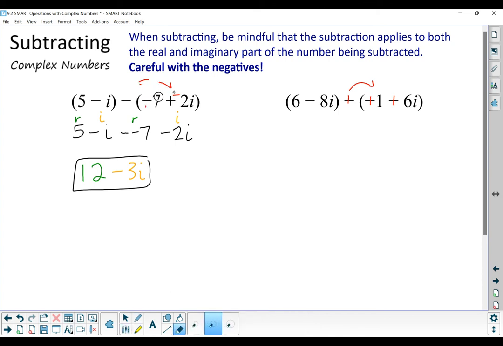Okay, so let's finish up this second problem now. I've got a 6 as a real part, and then I have a 1 over here as a real part, so that adds together to give me 7. And then for my two imaginary parts that need to combine, I have a -8i and a +6i. So those two imaginary parts combine to give me -2i.